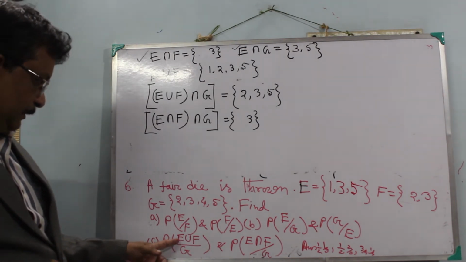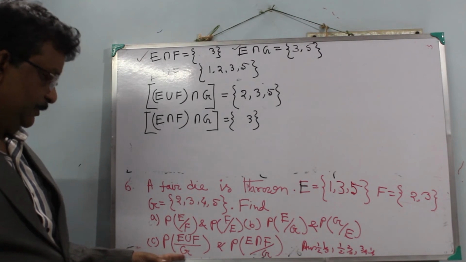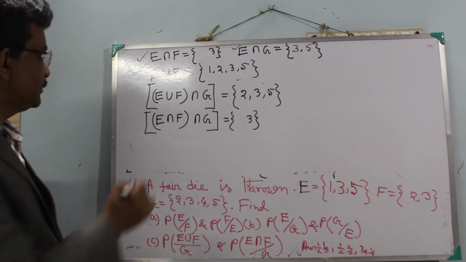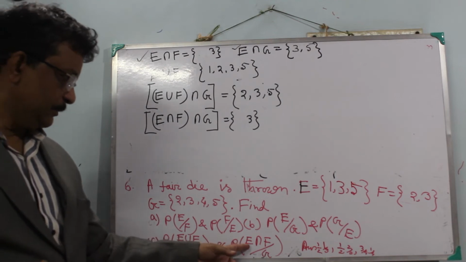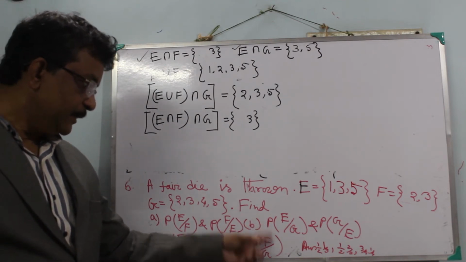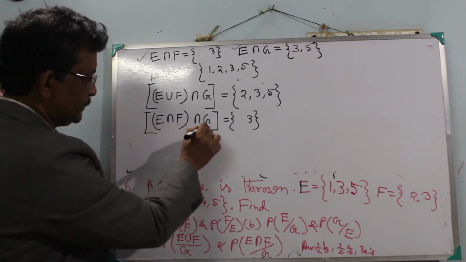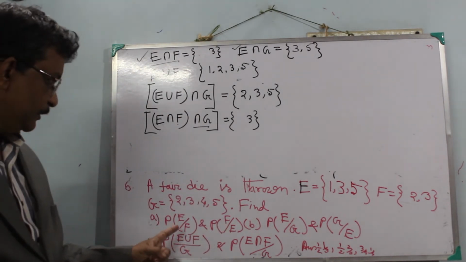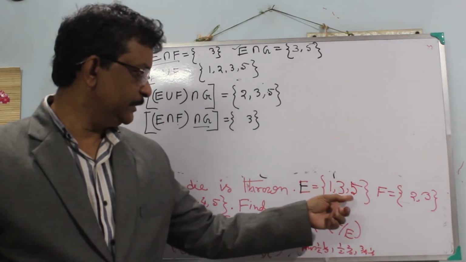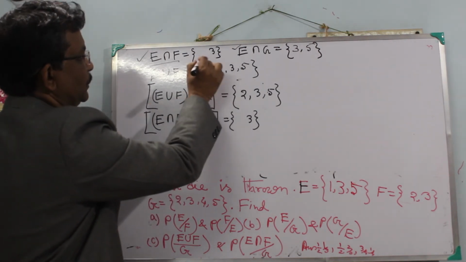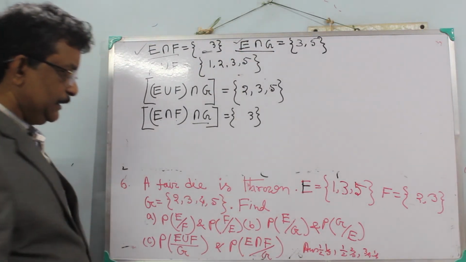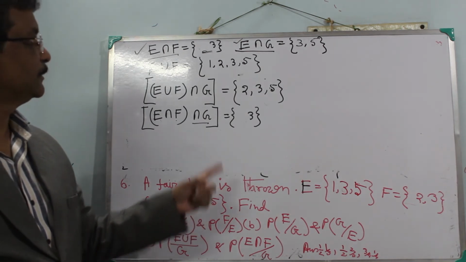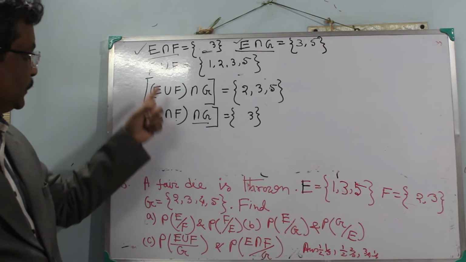Then the probability of E union F given G. So we require (E union F) intersection G, and here we require E intersection F intersection G. So let's calculate one by one. E intersection F: this is E and this is F. So E intersection F is 3, only one element. E intersection G: this is E and this is G. E intersection G is 3 and 5.